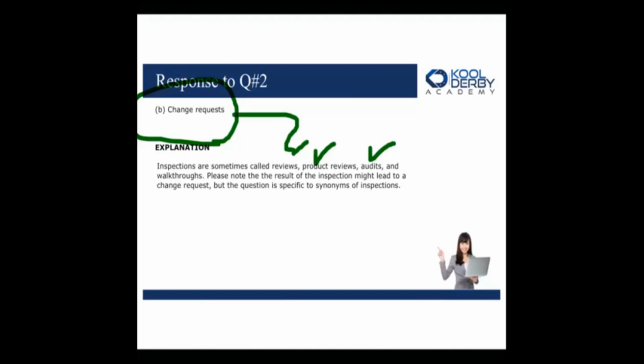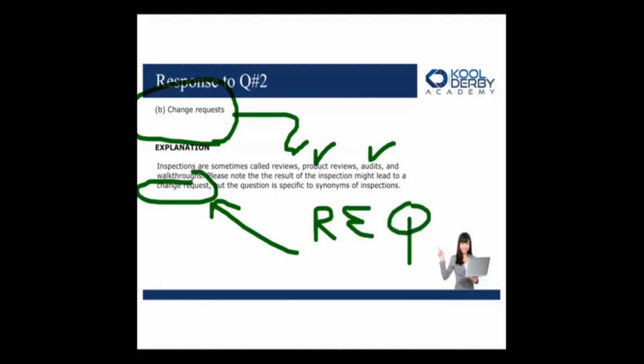And the only outlier was the change request, which is if we don't meet the requirement, then we have a change request. But that's not what the question was asking you. The question was asking you for synonyms. And that's the way you would tackle that one. Any questions on that one? No. Okay. All right. So I got those two questions.